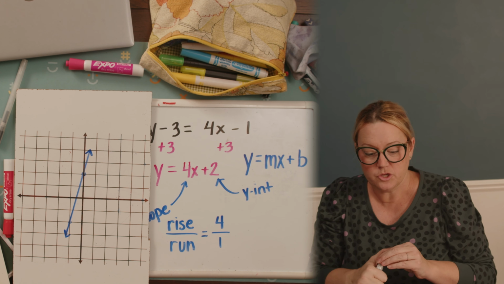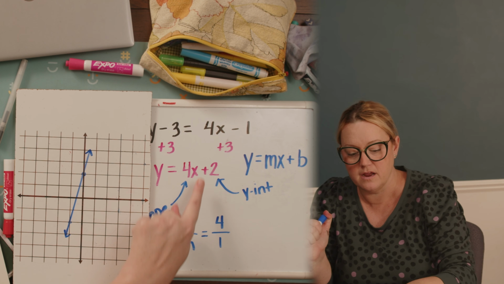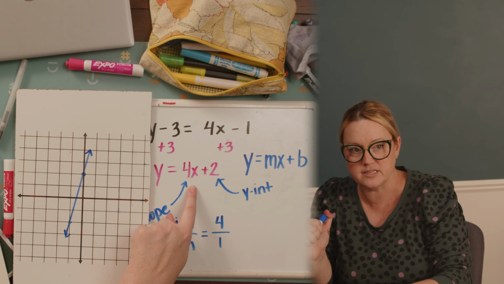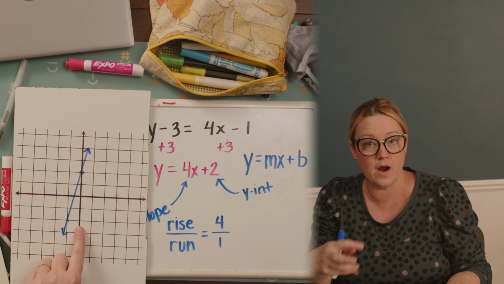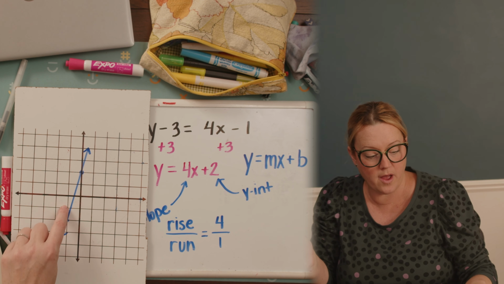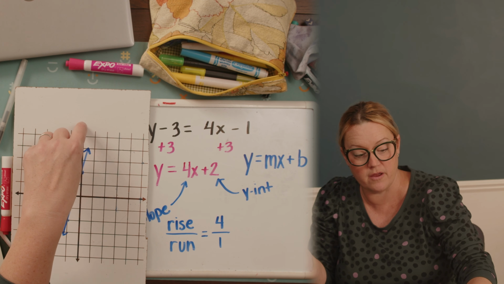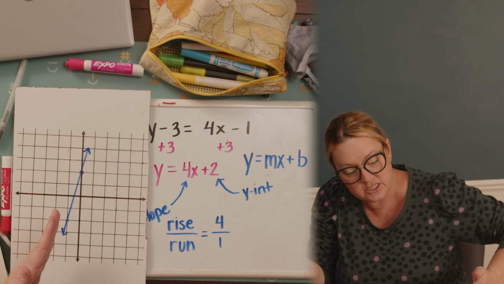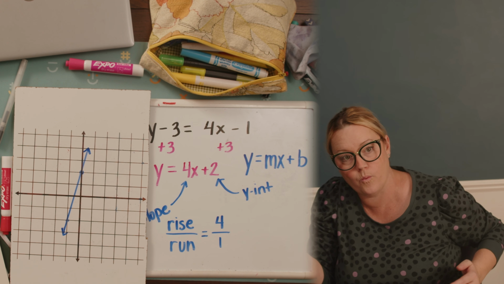So we brought down the 4x, because nothing happened to the 4x. Now we ended up with just 4x plus 2. This graph is the line 4x plus 2 because we go up 4 and over 1. And then we would keep doing that: up 4 over 1, up 4 over 1. It's just going to keep going at that same line, that same angle, the whole way.